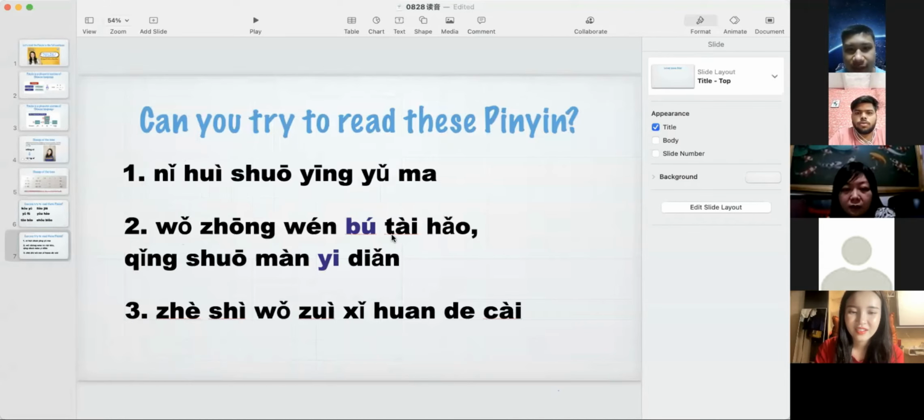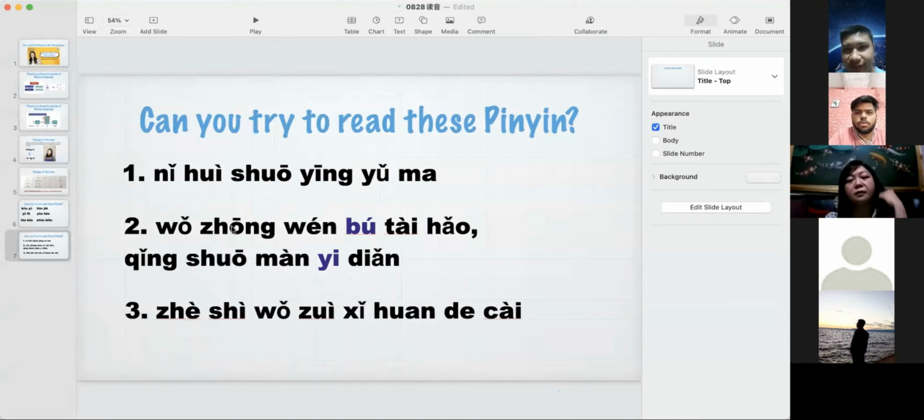我中文不太好，请说慢一点。 Yes. And this one, 中. Yes. Okay. Third, 这是我最喜欢的菜。 Yes, this is my favorite dish. Do you know what these three sentences mean? Okay, the first is, do you speak English? The second is, my Chinese is not really good. Please speak slowly. And the third one is, this is my favorite dish.